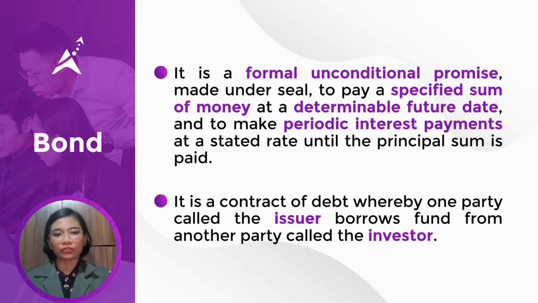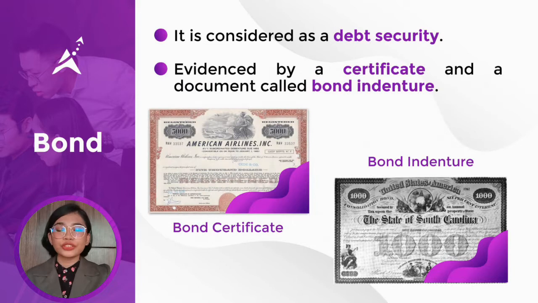500 billion pesos. That's why bond is a contract of debt whereby one party called the issuer borrows fund from another party called the investor. They are called issuer because they issue a certificate that represents their liability. On the other hand, the creditor is called an investor because they would gain income from the money they lend to the issuer through the interest, and they require the issuer to repay the principal borrowed. Bond is considered as a debt security since it entitled their owners to a stream of interest payments.